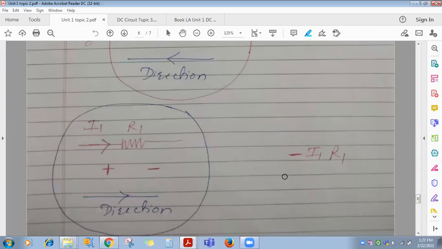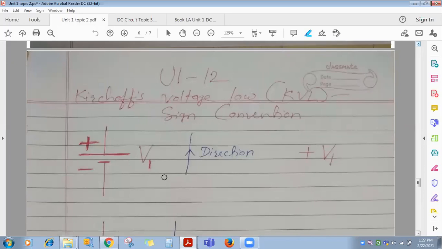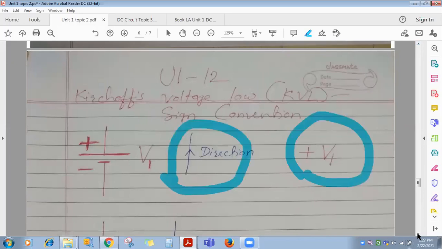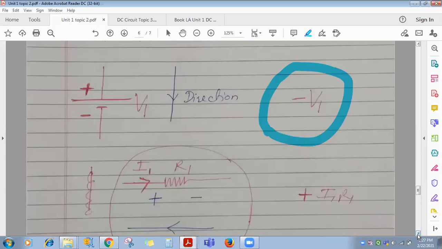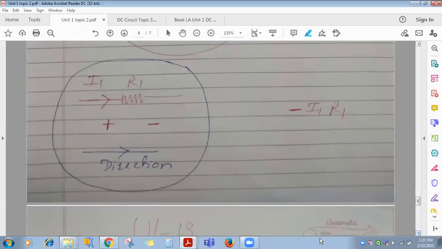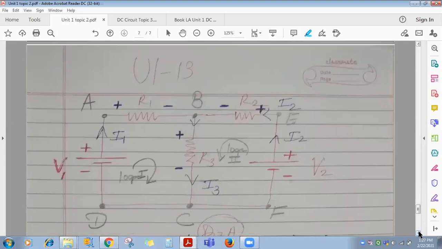Clear conventions? Okay. So what is the conclusion? Whether it is a voltage source or a voltage drop, if you are moving from lower to higher, consider it positive, and from higher to lower, consider it negative. Same is the thing for voltage drop also. Okay. Now next, so everyone please concentrate.